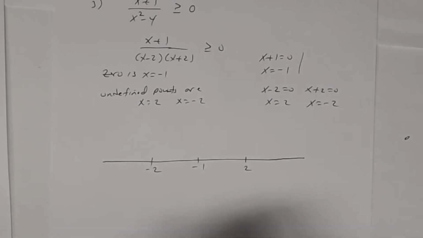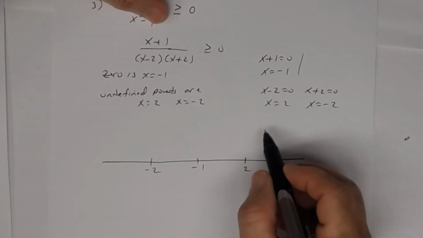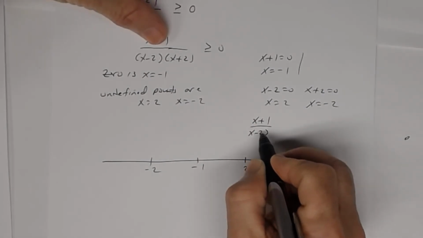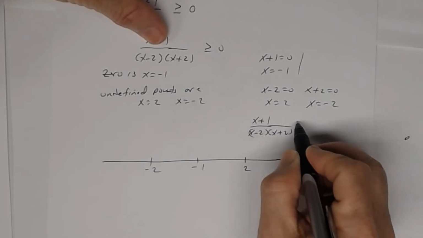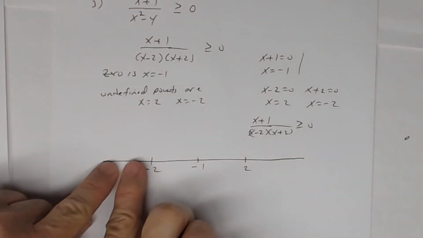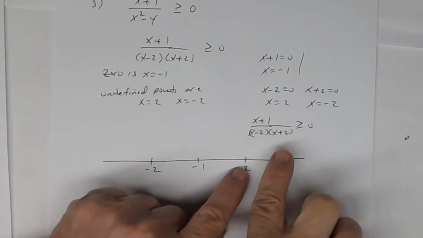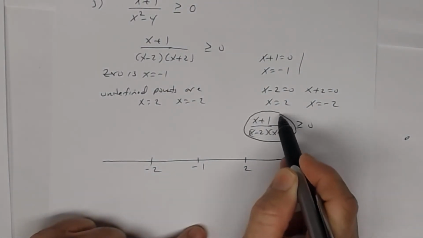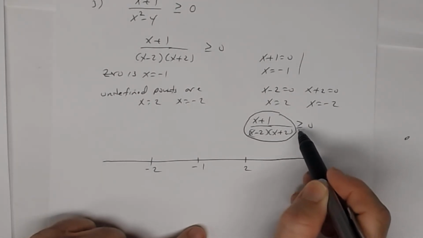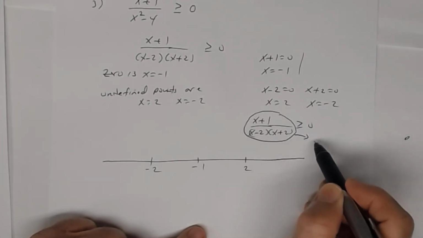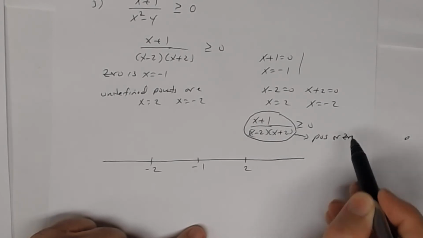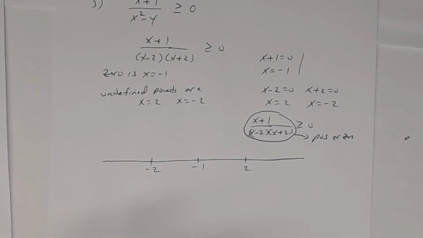Okay? All right, now I'm going to rewrite this over because I need to say this. So x plus 1 divided by x minus 2 times x plus 2 is greater than or equal to 0. So I'm trying to find the values of x that will make this rational expression greater than 0 or equal to 0. So greater than 0 means positive. Equal to 0 means 0, right? So positive or 0. So I got to find out which one of those are positives.